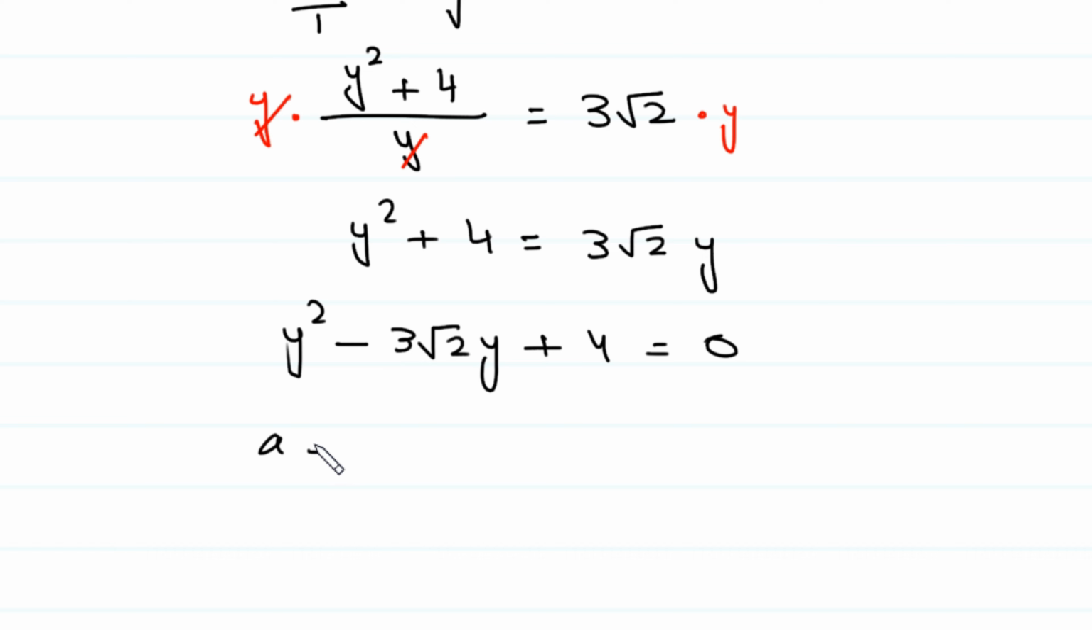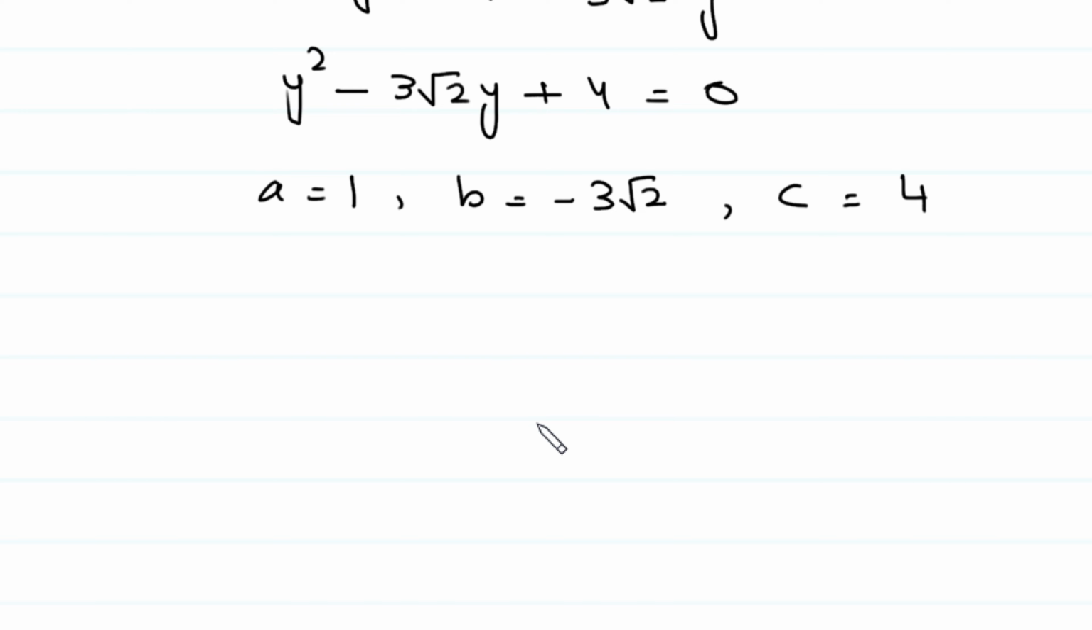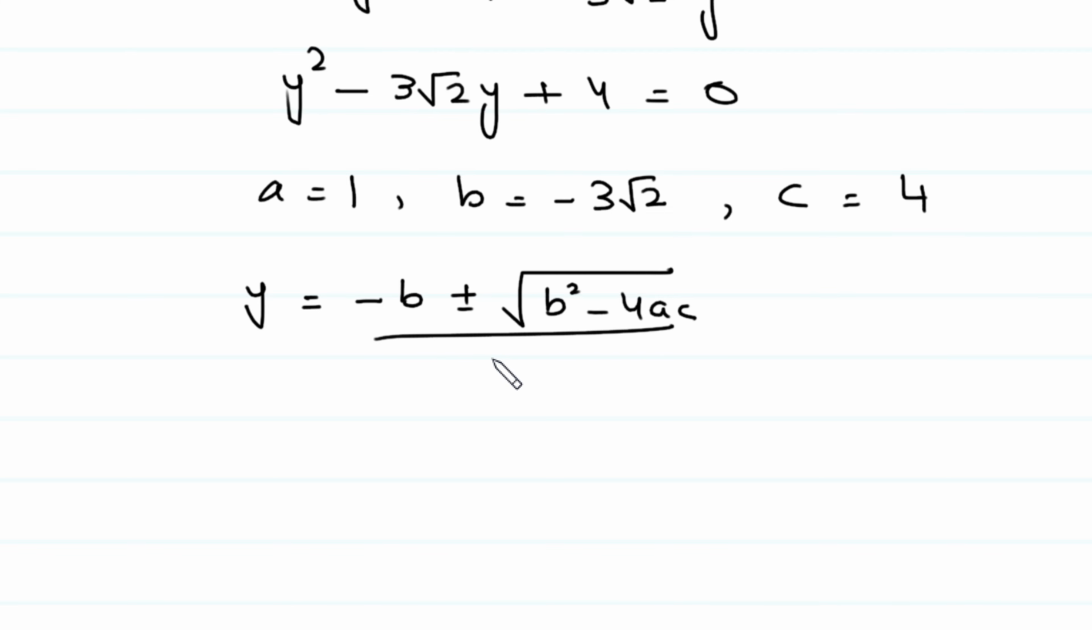Here a is equal to coefficient of this y square is 1 and b is equal to coefficient of this y is minus 3 square root of 2, and c is equal to this constant plus 4. And quadratic formula is y is equal to minus b plus minus square root of b square minus 4ac divided by 2a. In this formula we put these values like this.